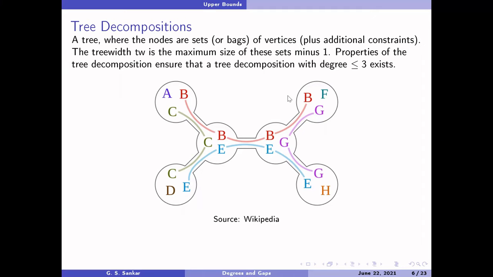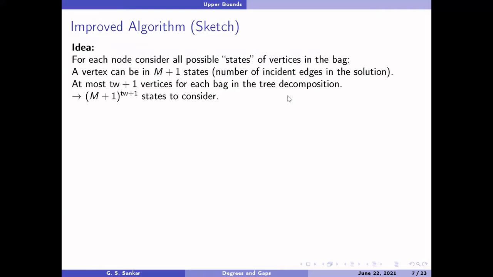And that's what we'll be exploiting. So the basic idea of the algorithm is to do a bottom-up dynamic programming. And what you store is all possible states of the vertices in the bag, right? So remember, we are solving B factor, where we're concerned with the degree of the vertices in a solution. So what we do is we keep the states that a vertex can be in all the partial solutions.